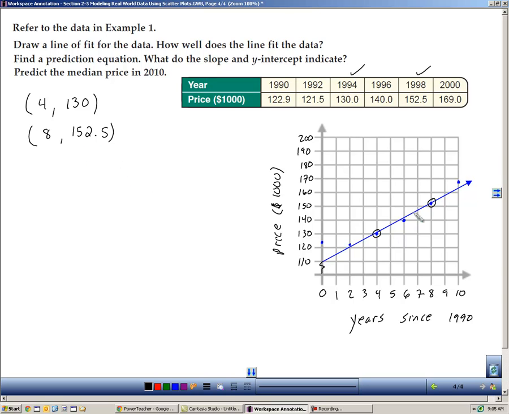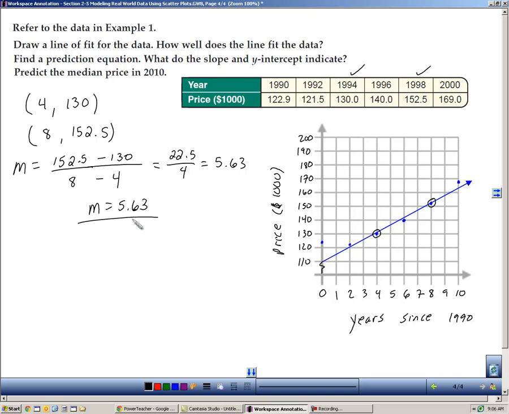I'm going to use these 2 points because they're close to my line to find my slope. So 152.5 minus 130, so y minus y over x minus x. So 22.5 over 4 is about 5.63. So that's the slope that I'm going to use. My slope should be 5.63. If you use different points, you're going to get a slope that's a little different, but it should be close to the 5.5 range. And even though your equation might be a little off, it should be close to the one that I'm using here.